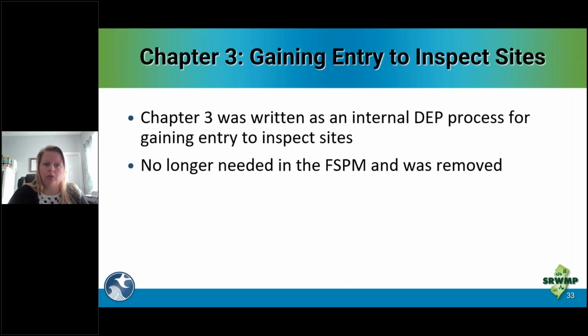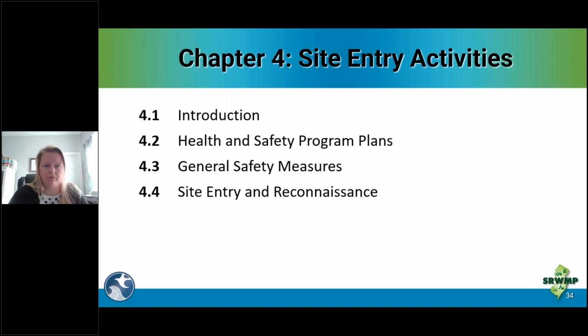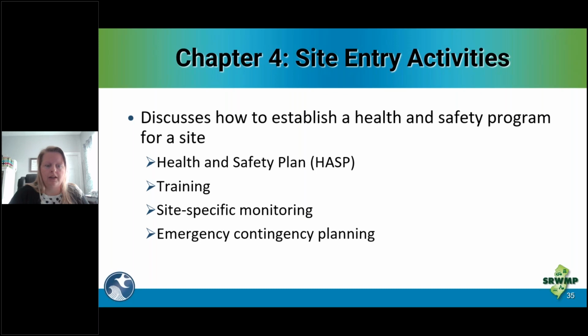Chapter 3 was gaining entry to inspect sites. And chapter 3 was written as an internal DEP process for gaining entry to inspect sites. So this chapter was no longer needed in the manual and it was removed. Chapter 4 was site entry activities. This discusses how to establish a health and safety program for the site. And again, this didn't need too many updates, so we're not doing a full training on this chapter. But if you do have questions, feel free to email me.